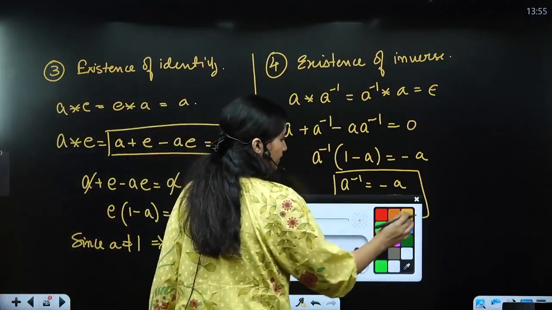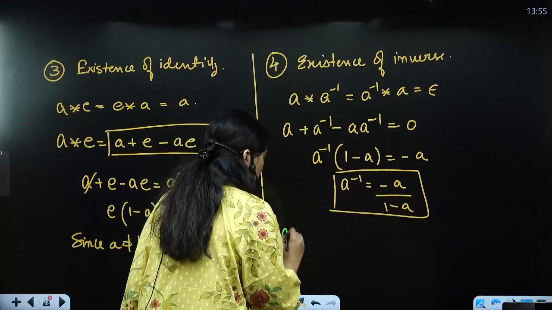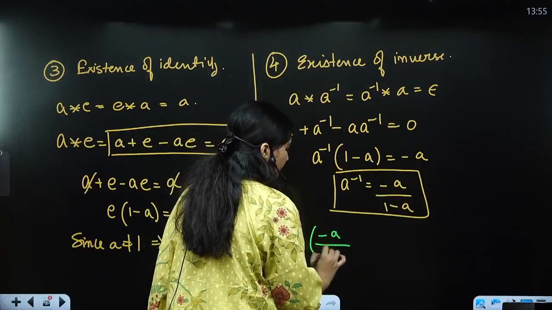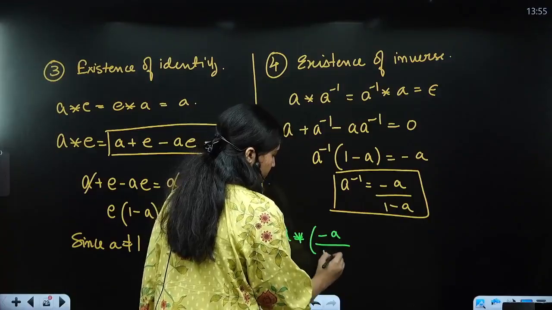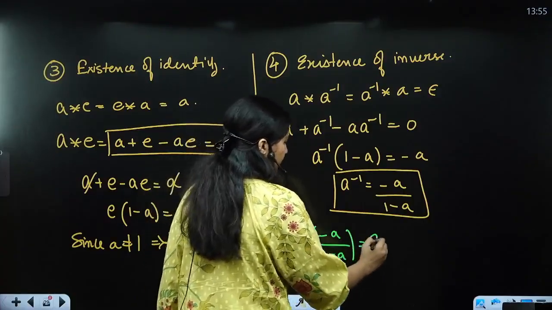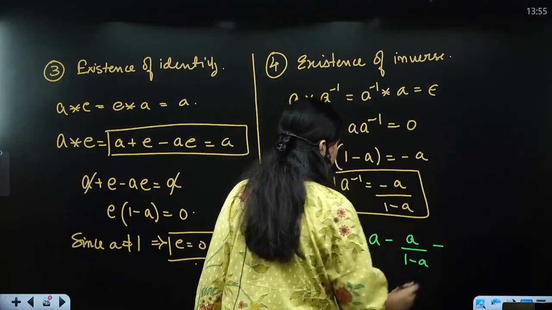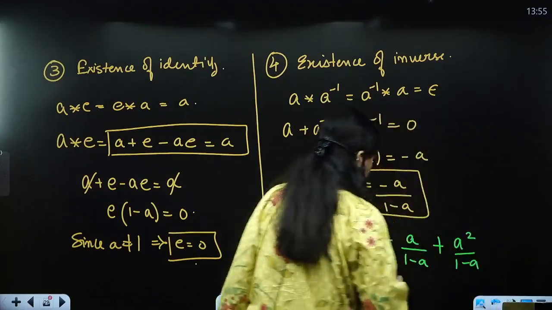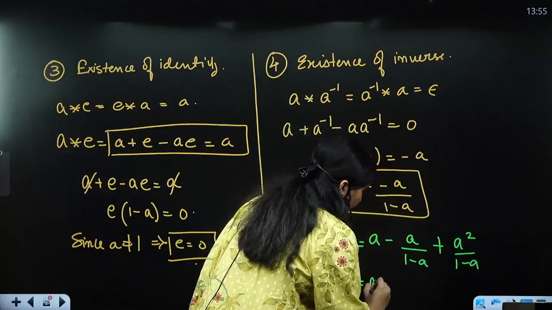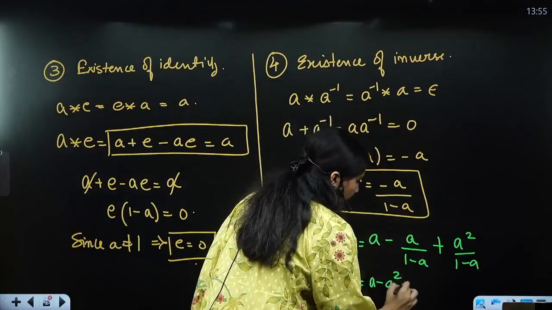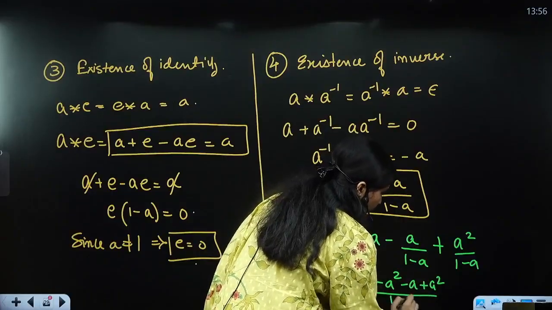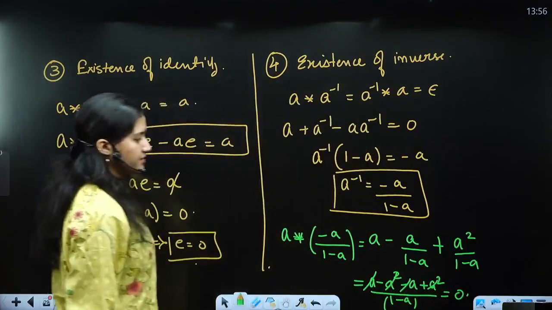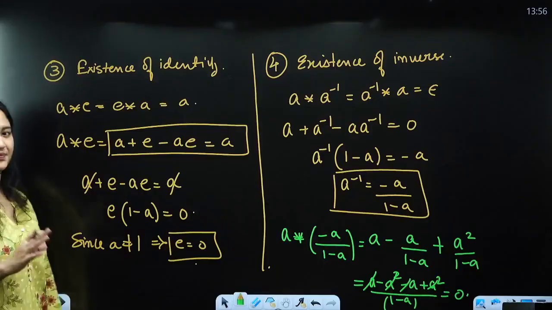No problem in that. Now we can verify it as well. A operation minus A upon 1 minus A is going to be A plus minus A upon 1 minus A, minus the product of these two, this is going to be plus A square upon 1 minus A. So if you take the LCM, you're going to get A times 1 minus A minus A square minus A plus A square, upon 1 minus A. Both of these will get cancelled, and the answer is equal to 0, which is nothing but your identity element. Clear?